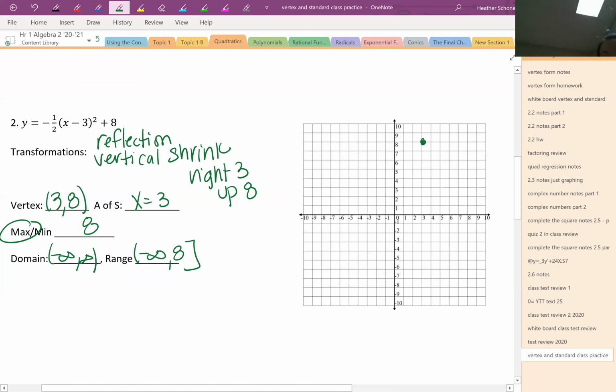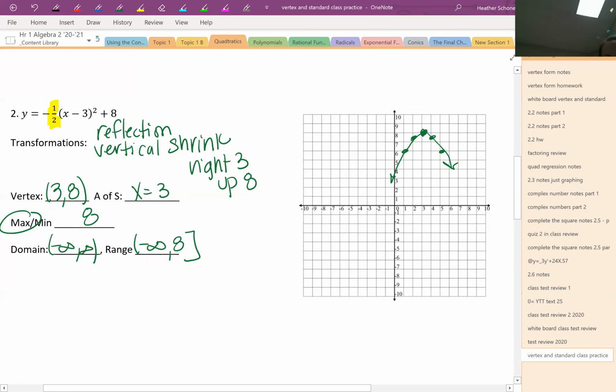Now, normally for reflection, we're going over and down, but this time, whatever number is in front, we're going to multiply the down by 1/2. So instead of going over 1 and down 1, we're going to go down 1/2, and then we're going to go over 2. And instead of going down 4, we're only going to go down 2, and that makes our graph like this. All right.